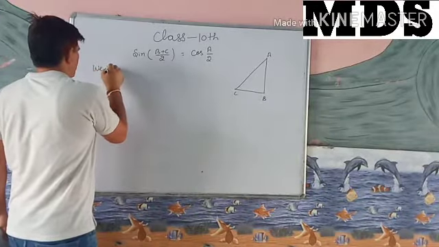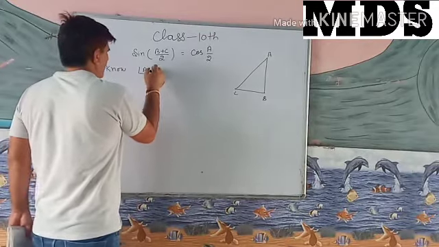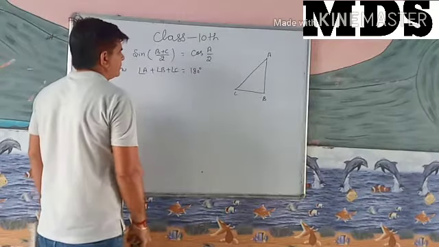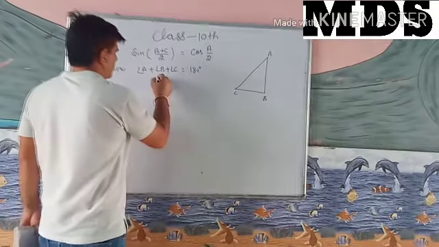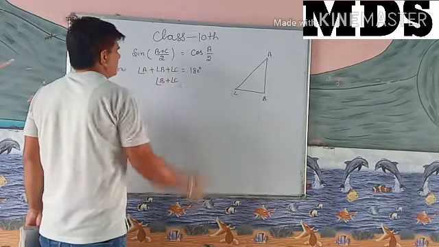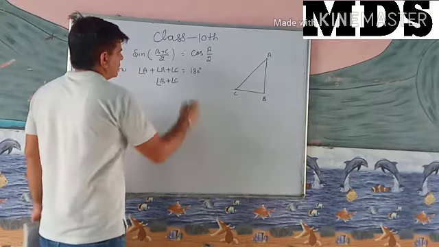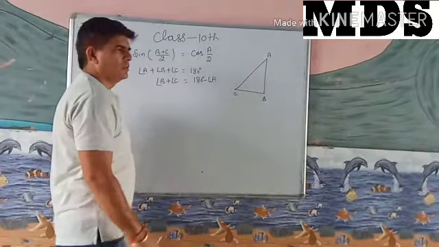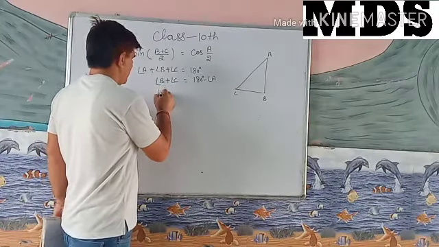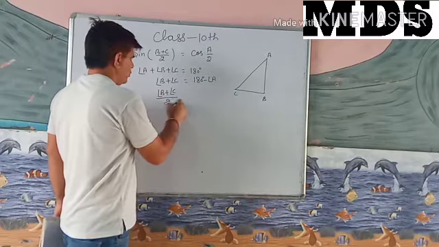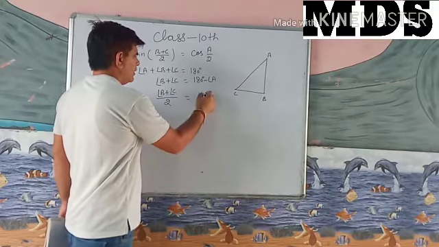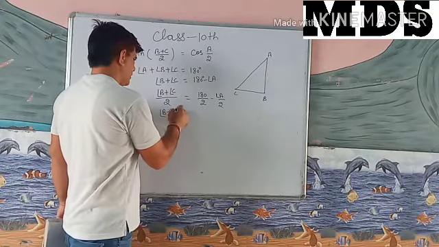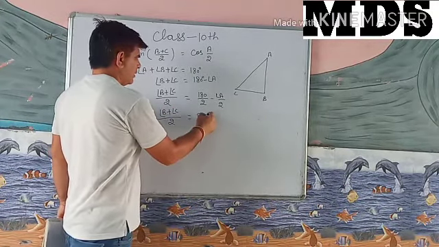We know angle A plus angle B plus angle C is equal to 180 degrees. Understood? It means angle B plus angle C is equal to 180 degrees minus angle A. Divide by 2. So angle B plus angle C by 2 is equal to 180 by 2 minus angle A by 2. Angle B plus angle C by 2 is equal to 90 minus angle A by 2.